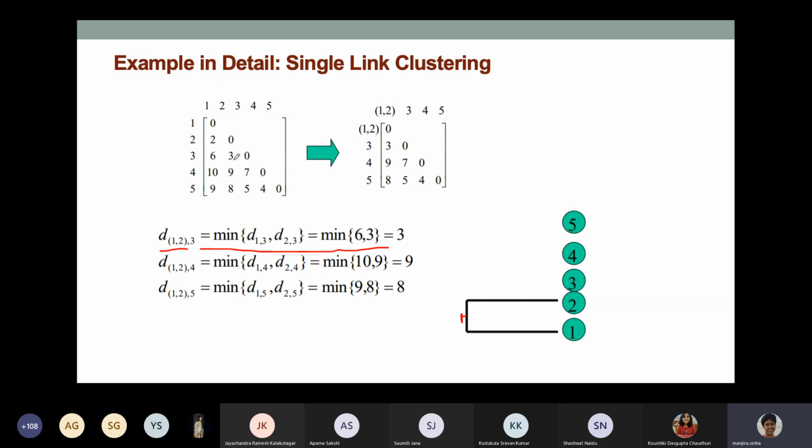Now, if we would have gone for the complete link approach, where we take the farthest pair, we would have gone for the max value. So then the D12,3 would have been 6.